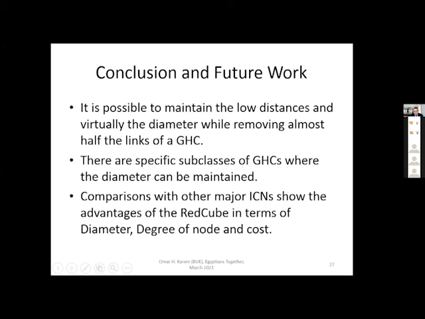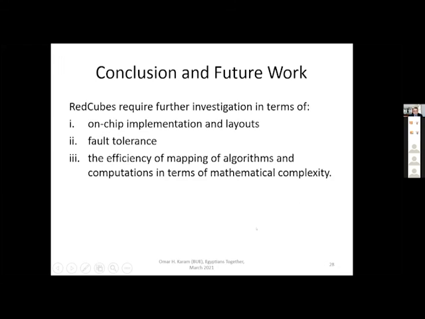And then there are specific subclasses where the diameter can be maintained. And then the comparisons with other major interconnection networks show the advantage of the red cube in terms of diameter, degree of node, and cost. Now remember, these are graphs. We need to take them to the real world. We need to study how they can be implemented on chips, or their VLSI layouts and characteristics, bisection width, symmetry, routing, fault tolerance capabilities.